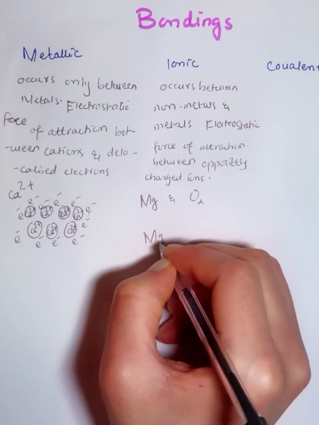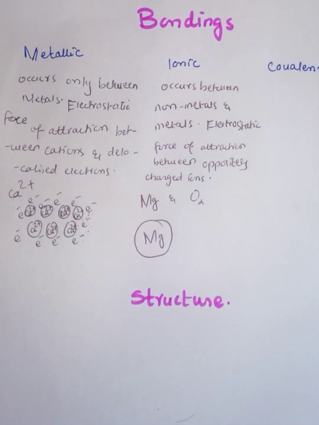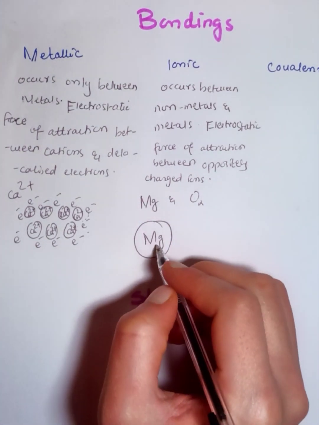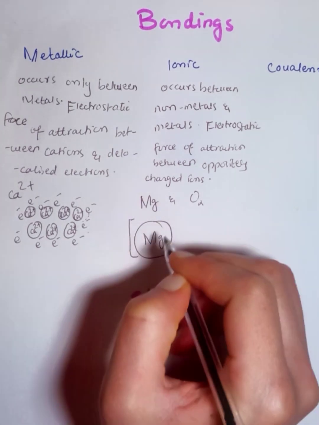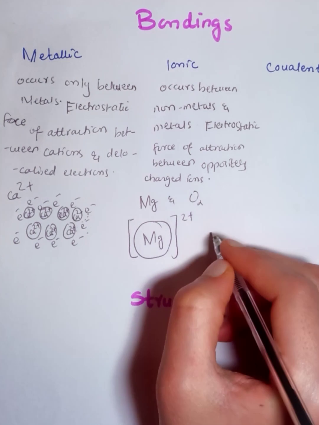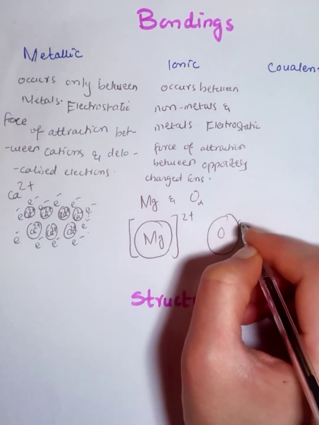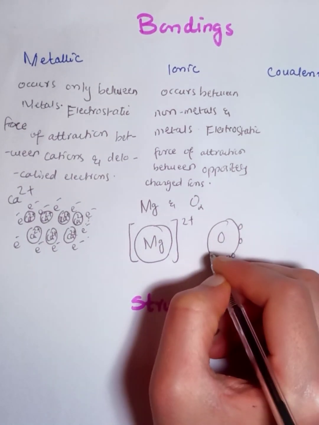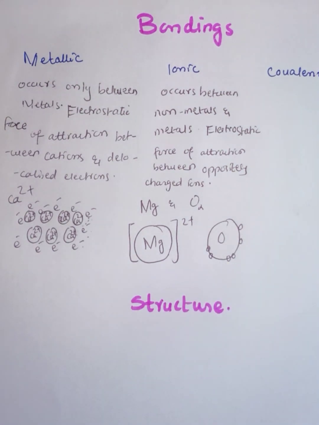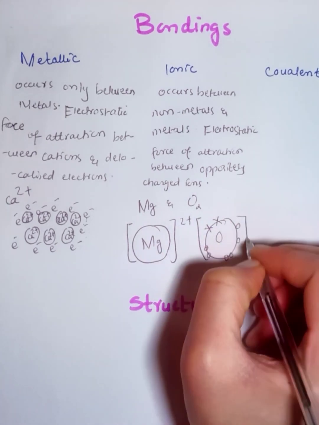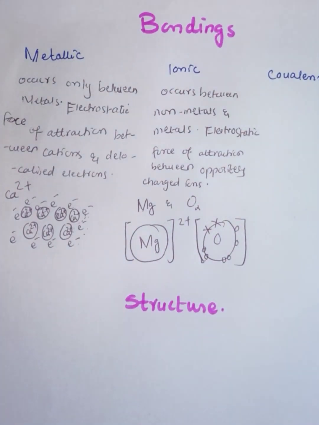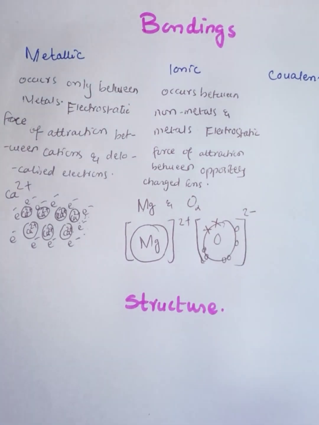How will they form? We only need to show the outer electrons. Magnesium has 2 electrons in its outermost shell, so it gives away 2 electrons, whereas oxygen has 6 electrons in its outermost shell, and it gains the 2 from magnesium. I'm going to use opposite symbols for the two atoms' electrons. So this is how we draw ionic bonding.